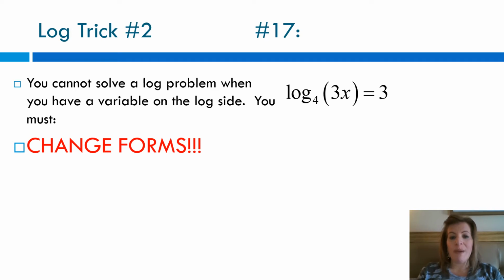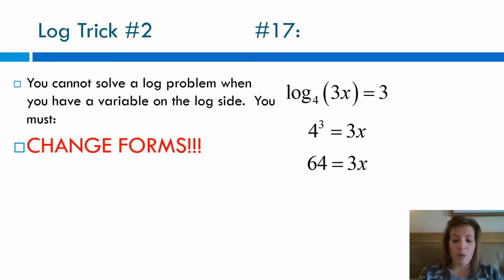If we change this math problem that's in log form into exponential form, we get 4 to the third power equals 3x, and then we solve this like an Algebra 1 problem. So 4 to the third power is 64, and now let's bring that 3 to the other side of the equation by dividing by 3, and we get 21 and 1/3. So that is the value of x.